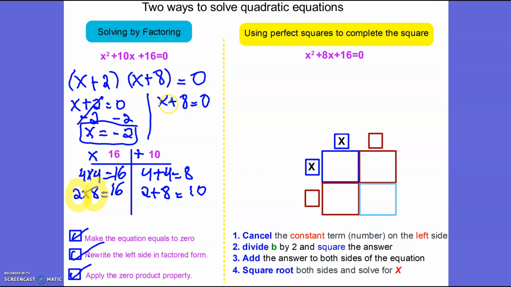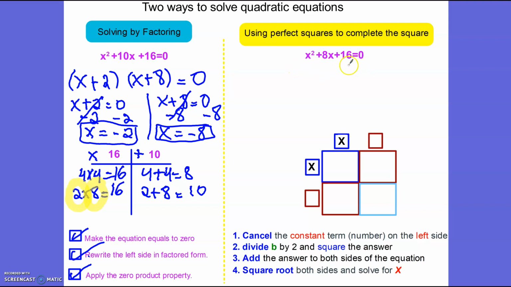On this side, I have x plus 8 equals 0. So I need to cancel positive 8. To do that, I'm going to subtract 8 from both sides. And I have x equals -8. That's another answer for x.